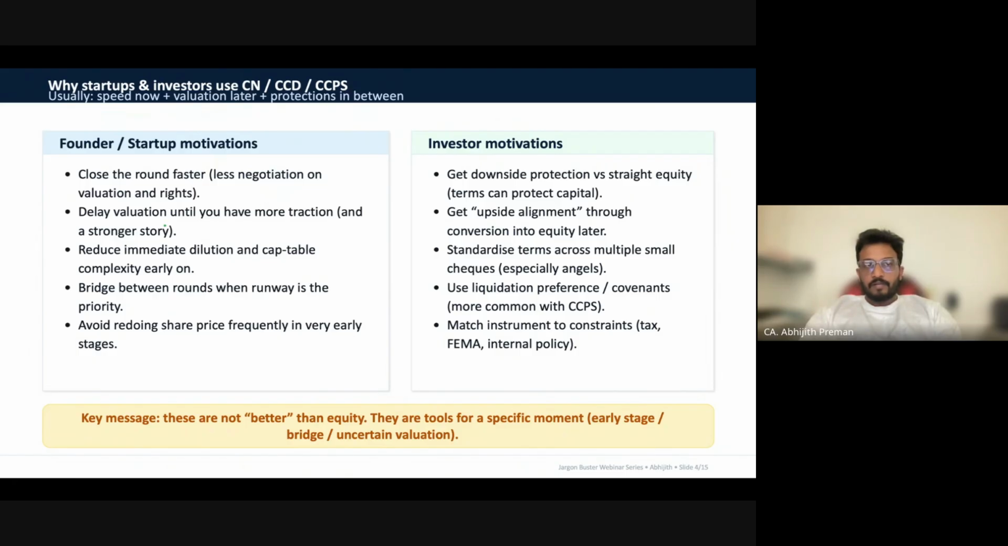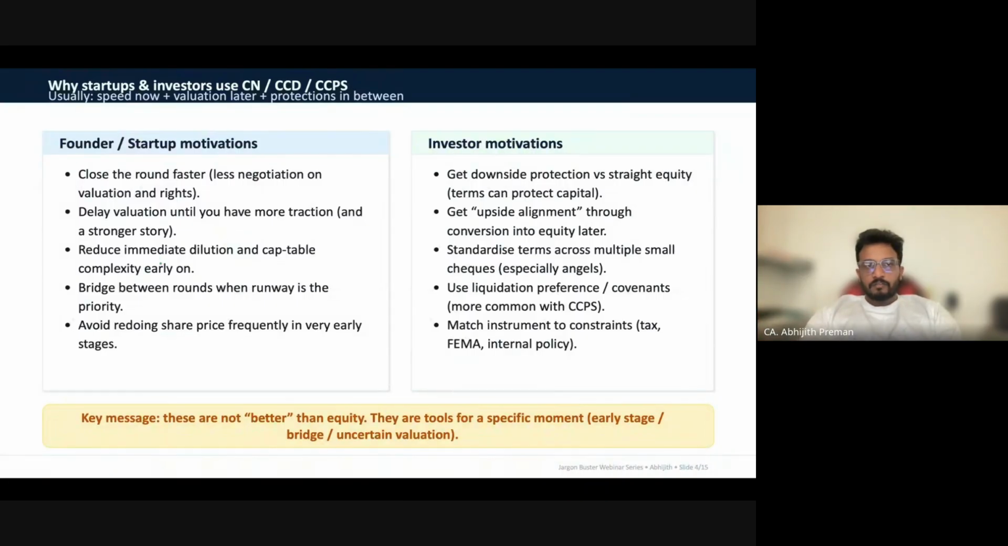Then, delay valuation until you have more traction and a stronger story. Like I've told earlier, if you are a pre-revenue company and you do a price round, you may have to issue shares or take investment by diluting a higher percentage. That means the value of the company is less because you are in a pre-revenue stage. But you're confident that your company will scale up in the next 6 or 12 months. The best instrument you can use is a convertible instrument. It can be a convertible note, convertible debenture, or a convertible preference share. So that you can delay the valuation for the next 6 to 12 months. And once you have a stronger story, you can pitch for a higher valuation.